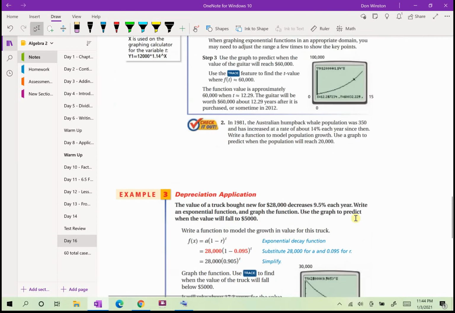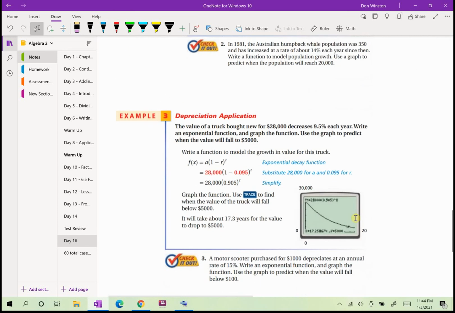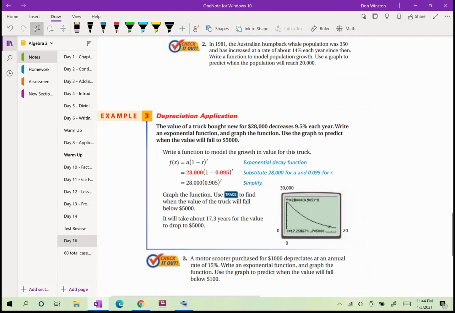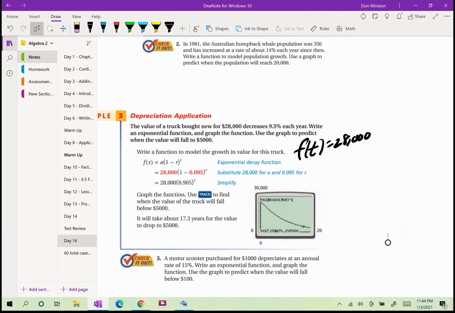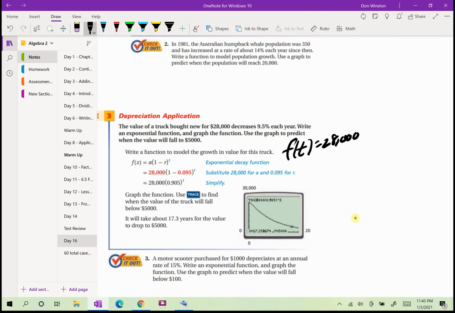And then let's look at the last example here. The value of a truck bought for $28,000 decreases 9.5% each year. Write an exponential function, graph the function. Use a graph to predict when the value will fall to $5,000. So here, the initial amount is 28,000, so f of t is equal to 28,000. But depreciate means a decrease in value, so it is decreasing 9.5% per year. So this is going to be 1 minus 0.095 raised to the t. So this would be 28,000 times 0.905 raised to the t.